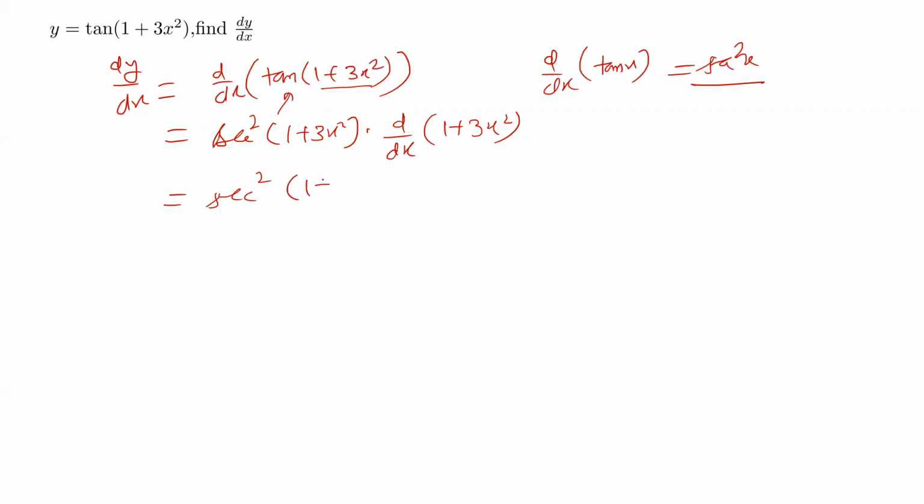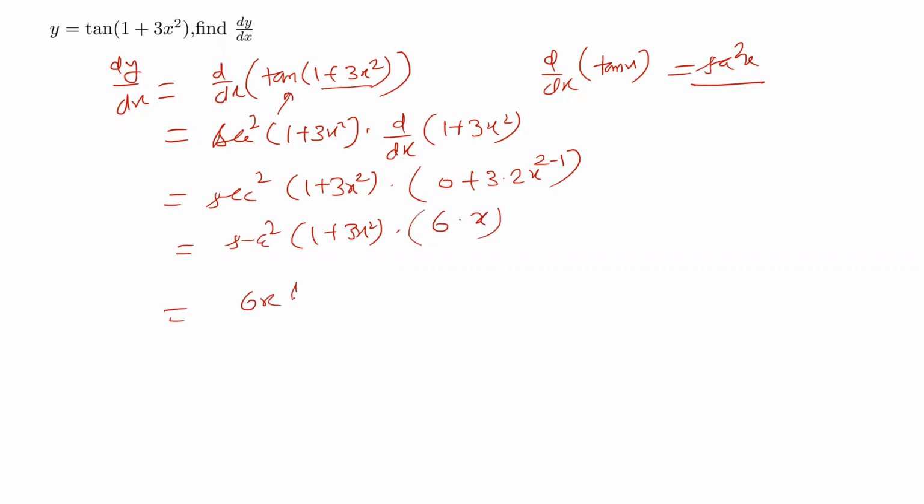Sec square of 1 plus 3x square into the derivative of this: a constant term, plus 3 into 2x power 2 minus 1. Here you will get 6 into x. So you will get 6x sec square of 1 plus 3x square. Okay, this is my final answer.